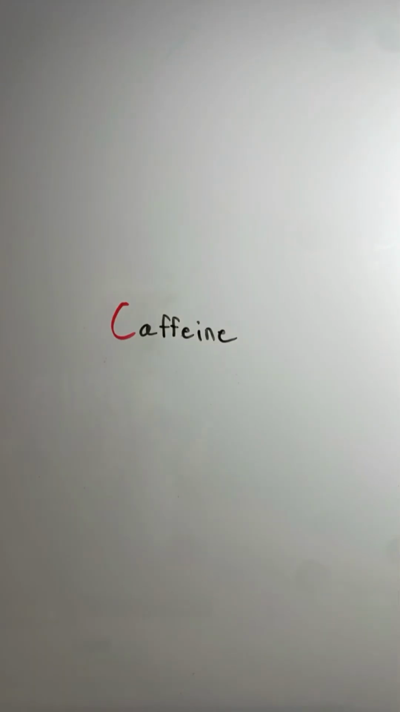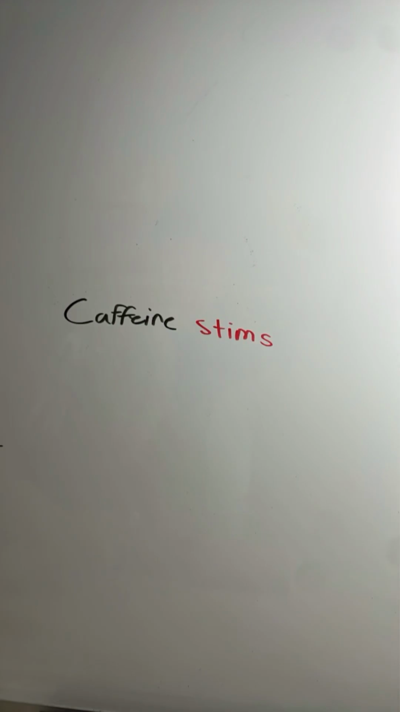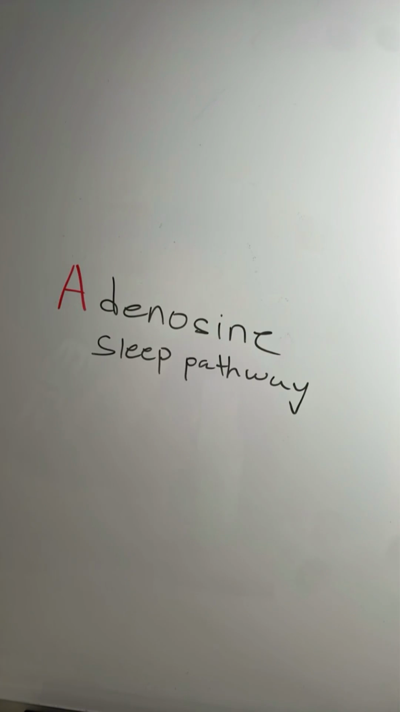So, caffeine. A lot of people consume it, it's in coffee, and it helps you stay awake. But how does it do that? Alright, here we go. Caffeine is a drug that stimulates brain activity. It does so by interfering with a process known as the adenosine sleep pathway.